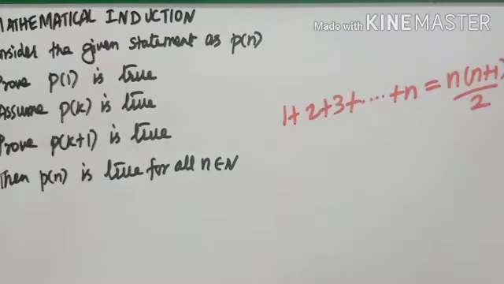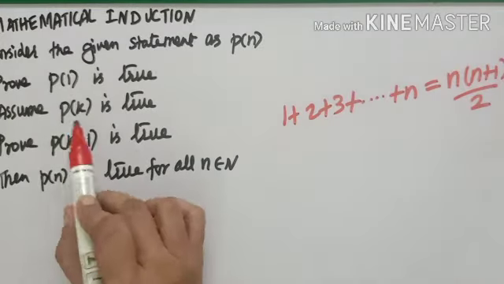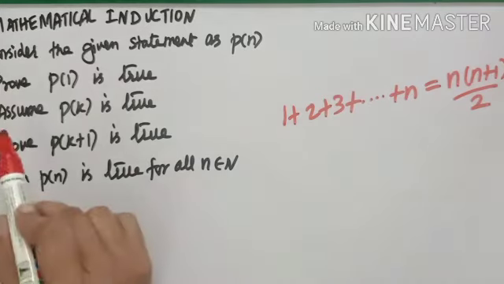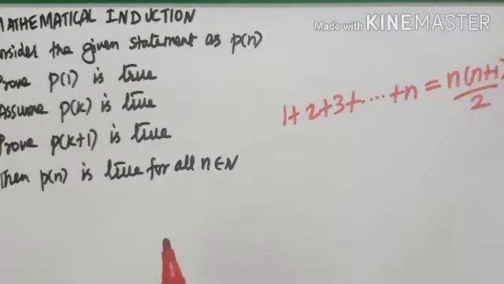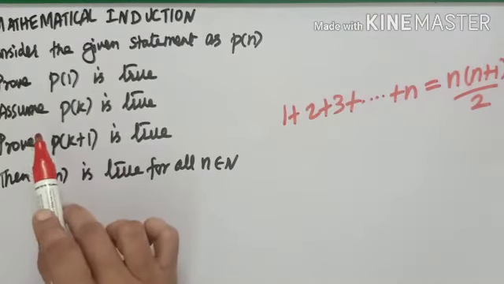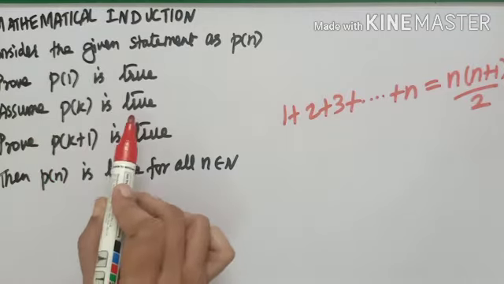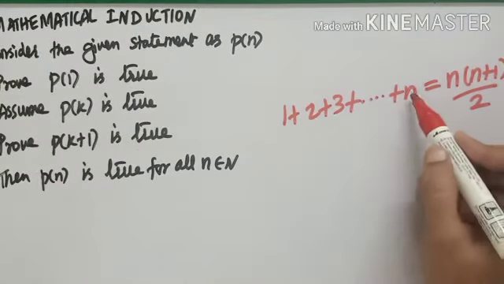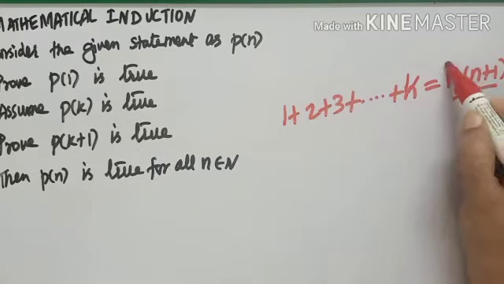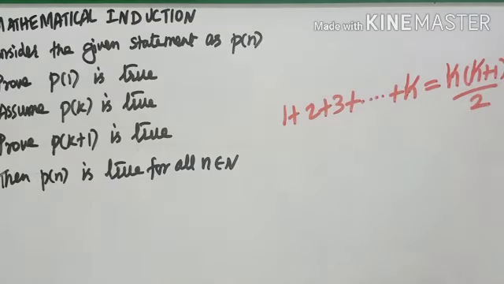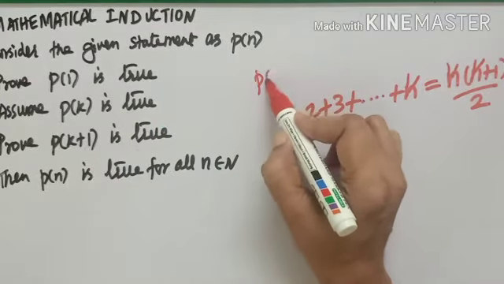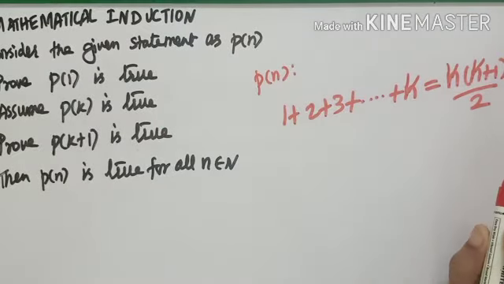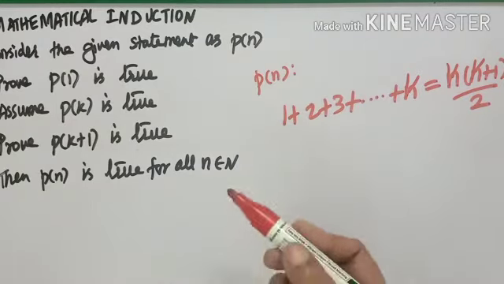The second step, assume P of k is true. What do you mean by the word assume? Don't ask why. Without reason, without proving it, we just take it for granted. So assume P of k is true tells you wherever n is coming, just put k. It's an easy step. Proving P of 1, taking the given question as P of n, all these are simple. But you can easily score marks, a 5-mark question.